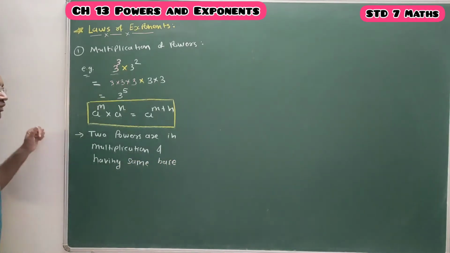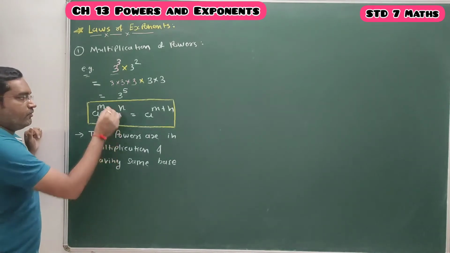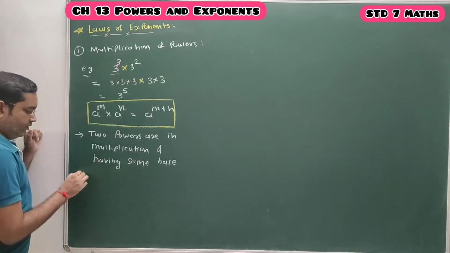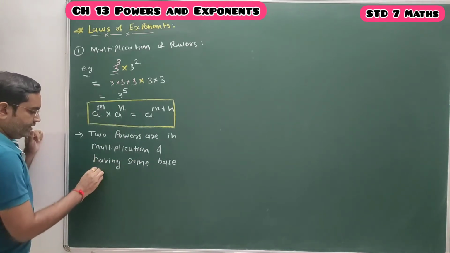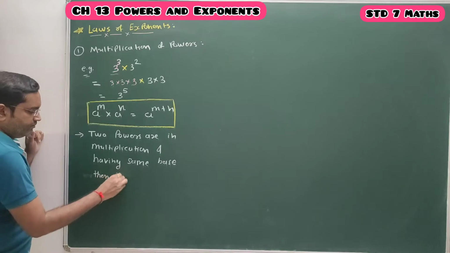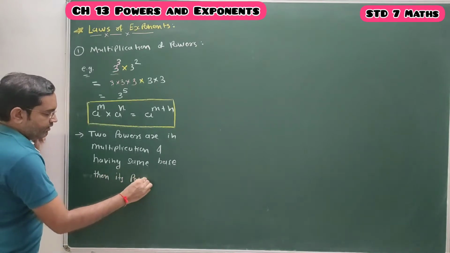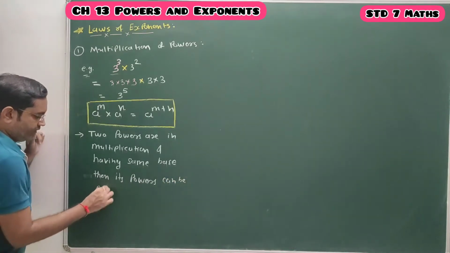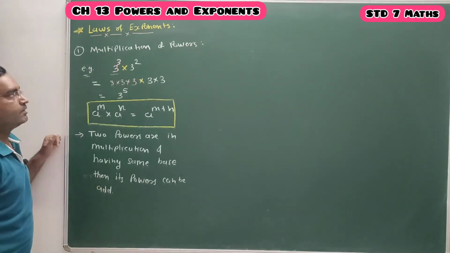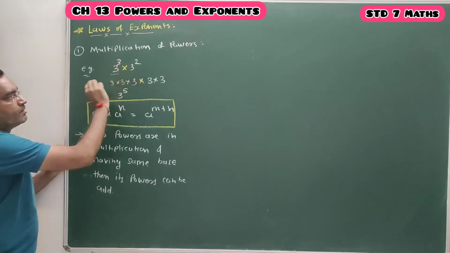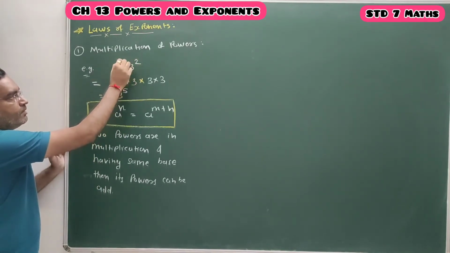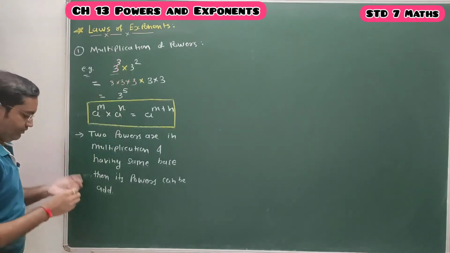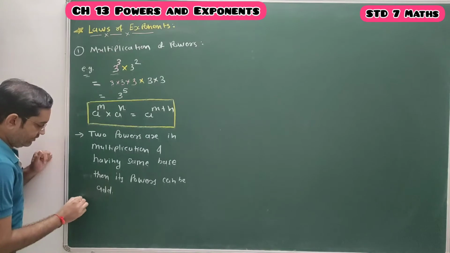Then what can we do? We can perform addition of the exponents. If two powers are in multiplication and have the same base, then their powers can be added. Done? So two powers are in multiplication, their bases are equal, so we can perform the addition of powers. So it's 3 raised to 3 plus 2, which is 3 raised to 5. That is the answer. So directly, what can we write?